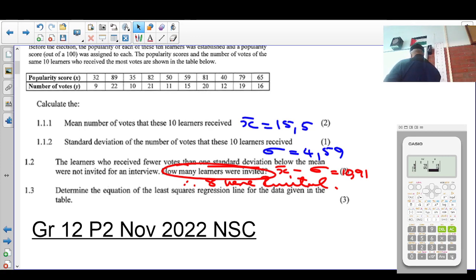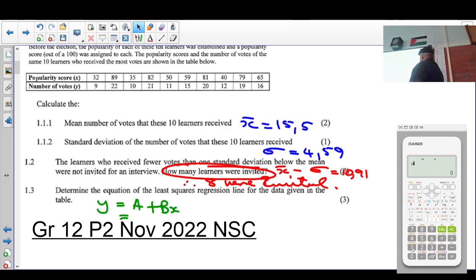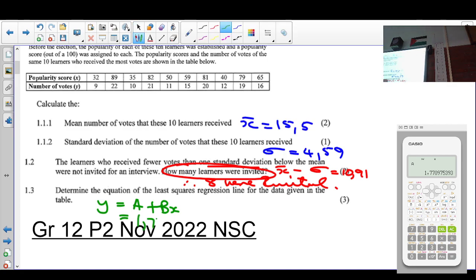Now we press AC. Shift, number 1, 5 for regression. Remember that the formula will be in the form y equals a plus bx. Okay? 1 for a, 1 for b.